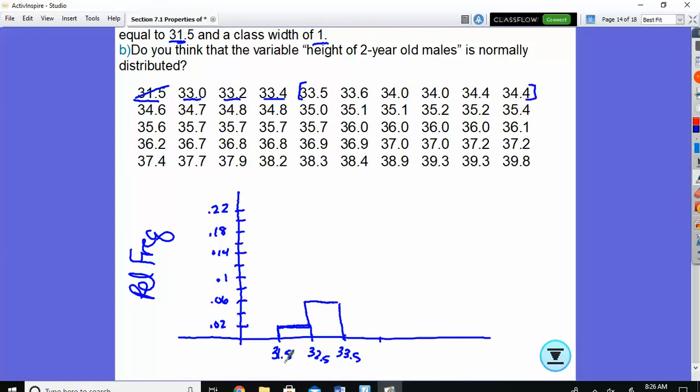So the next one would have to go from 33.5 to 34.4. So we have 6. So what's my probability there? 6 out of 50, so 0.12. Did everybody understand where I'm getting my numbers? Helps if you can draw straight lines.